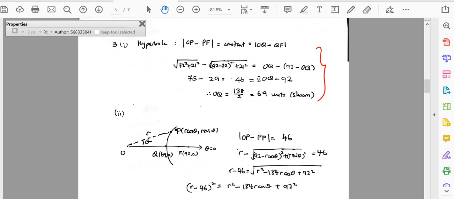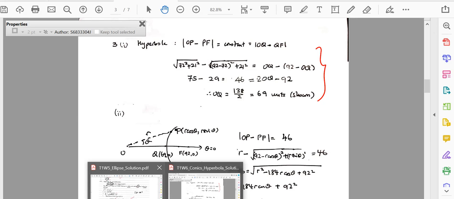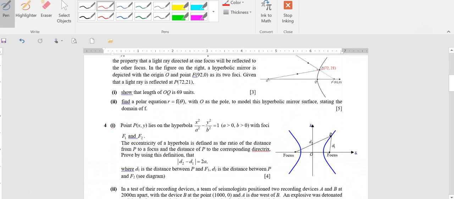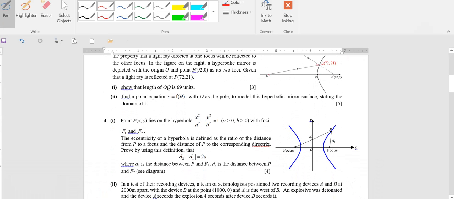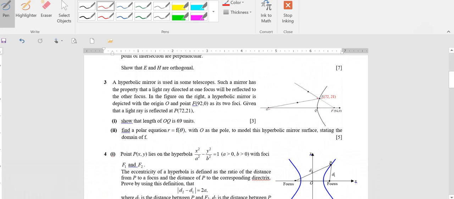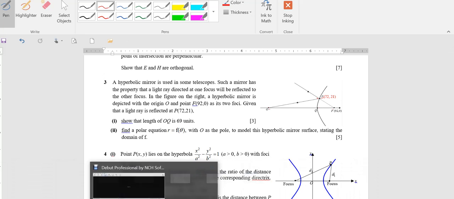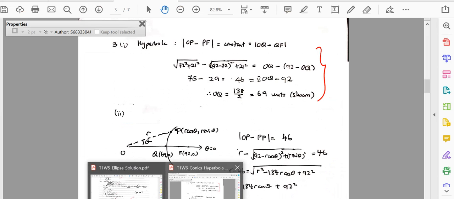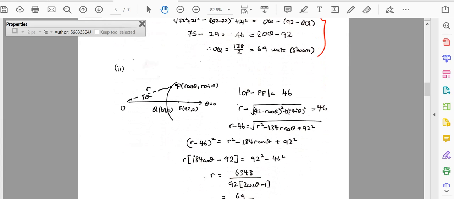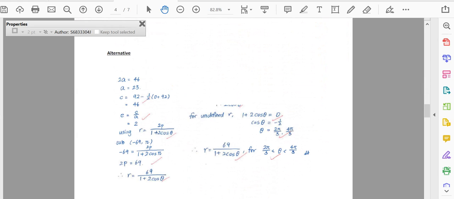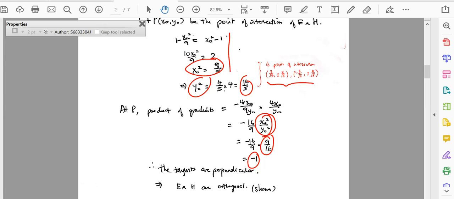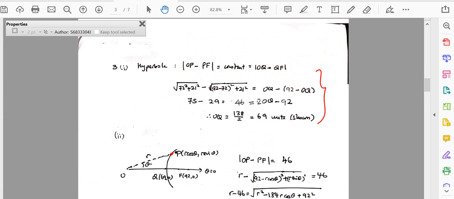Okay, then for part 2, this is where I think one of the problems most students have is to find this polar equation with O as the pole. So what we usually do will be to use the definition here to model, stating the domain. We will mark a general point P, and then define r and theta.